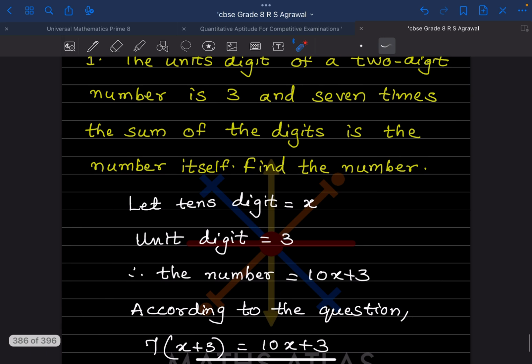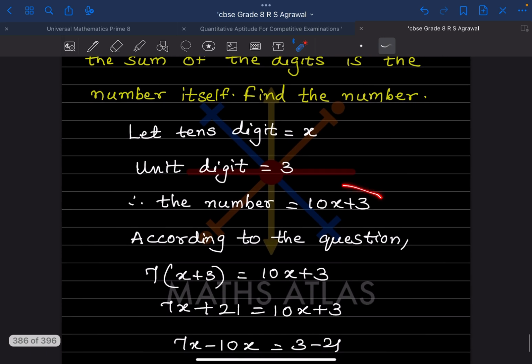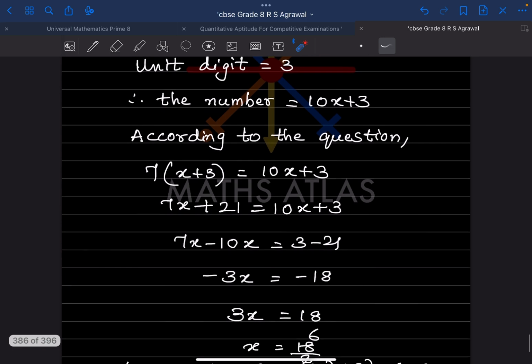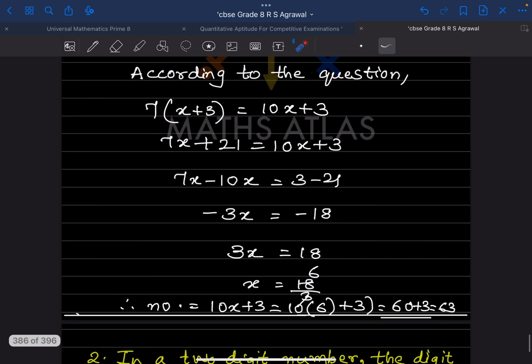So now what did they ask? They asked for the number. So in place of this x, we are going to put 6. So the number is 10x plus 3. That is going to be, in place of x, we put 6, so 10 sixes are 60 plus 3. So that is going to be 63. So this is the answer.